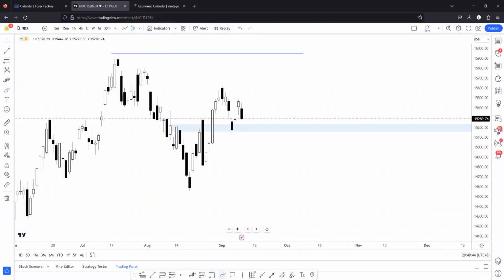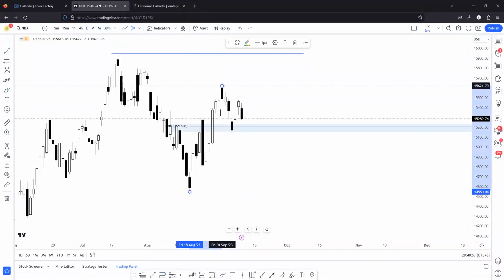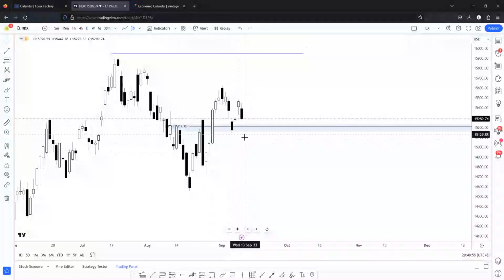So apart from this, what we can also do with this move is take a retracement of the move from low to high, essentially trying to identify if there are any Fibonacci levels that line up with the zone. You can see there's a 38.2 retracement that lines up there. That's on the daily time frame.